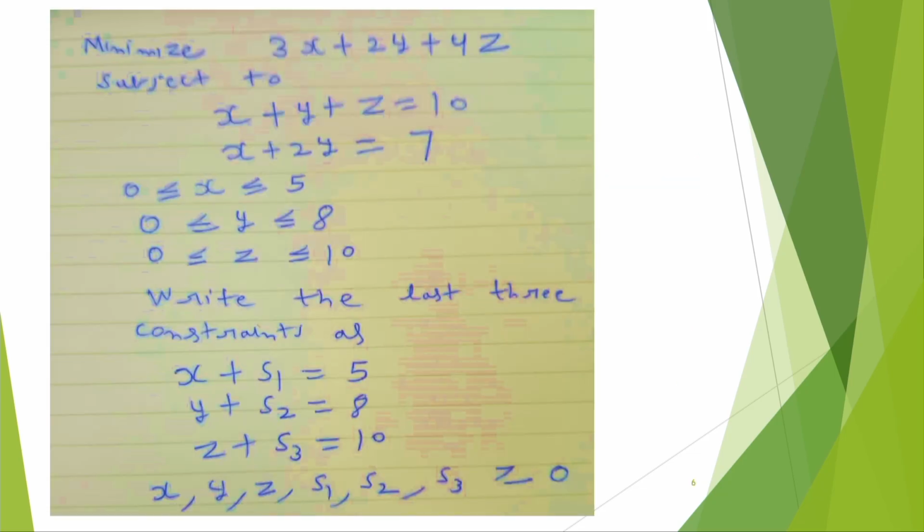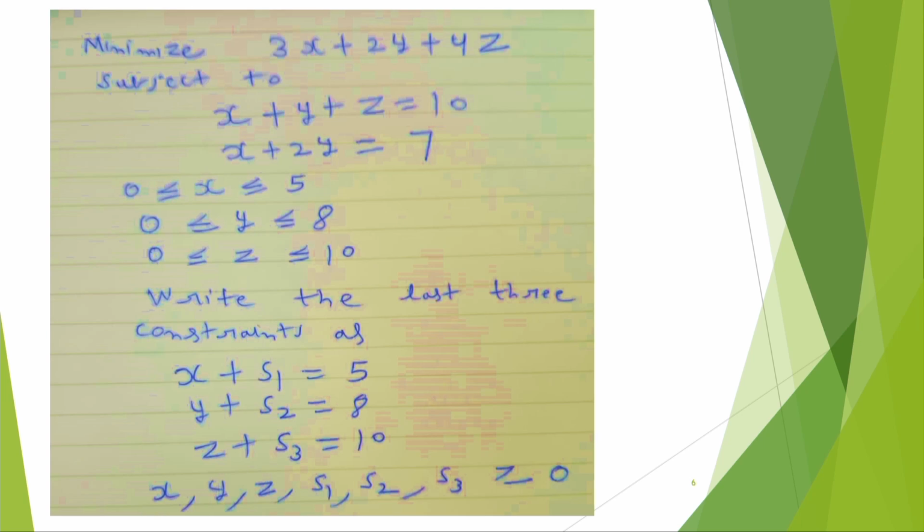So for example, consider another problem. Suppose you have minimize 3x plus 2y plus 4z, subject to x plus y plus z is equal to 10, x plus 2y is equal to 7. Two equations have been given, and then there are variable bounds: 0 is smaller than x, x is smaller than 5, 0 is smaller than y, y is smaller than 8, and z lies between 0 and 10, like that. So now what to do, how to write it in proper linear programming form?